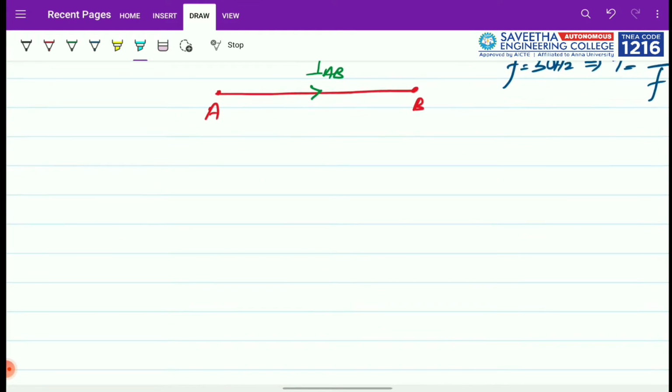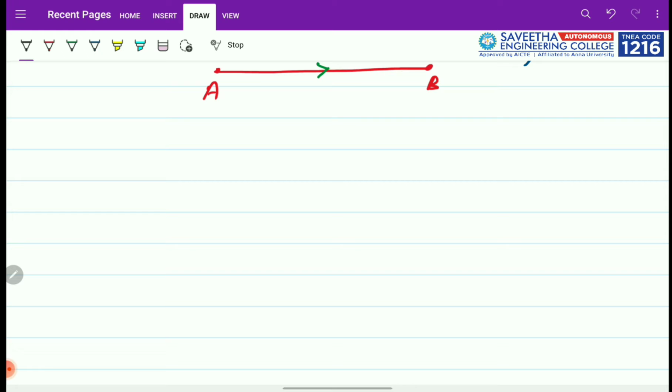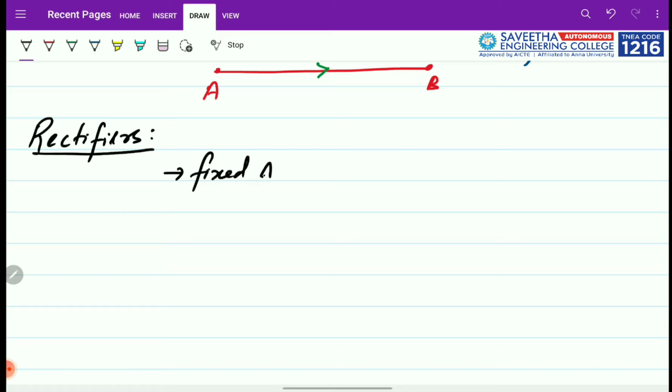In this application, the further application we see here is rectifiers. Rectifiers are circuits which convert a fixed AC supply to a fixed DC supply. So when you put a rectifier in an AC circuit, the output you get is DC. That is called a rectifier.